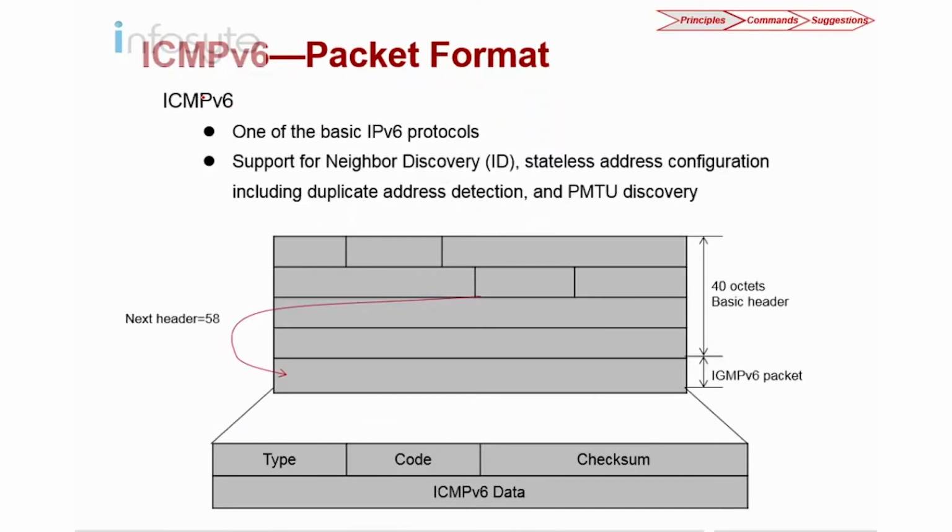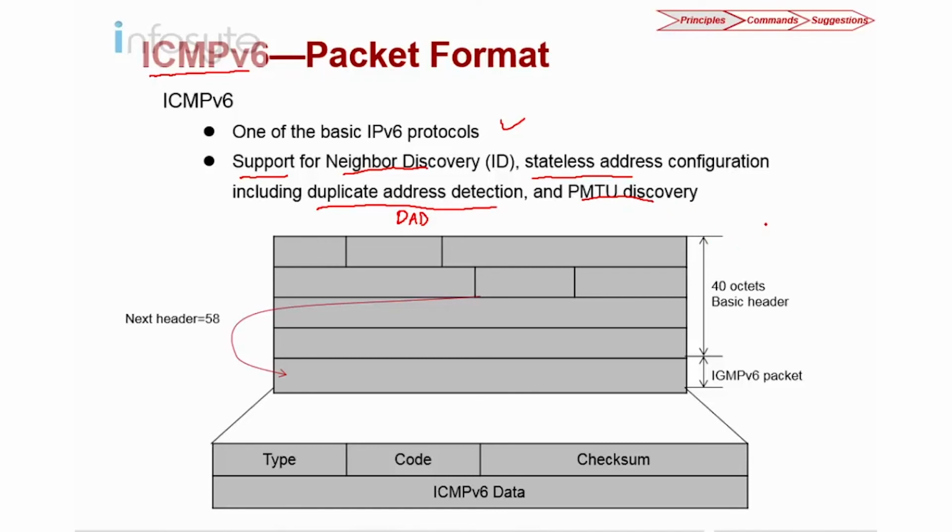Now, one of the important protocols in IPv6 is ICMPv6, Internet Control Message Protocol version 6. This is one of the basic IPv6 protocols. Now, ICMPv6 does more than ping. In fact, ICMPv6 supports neighbor discovery. It does support stateless address configuration, as well as duplicate address detection, or DAD, and path MTU discovery.